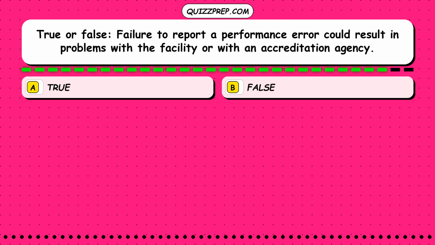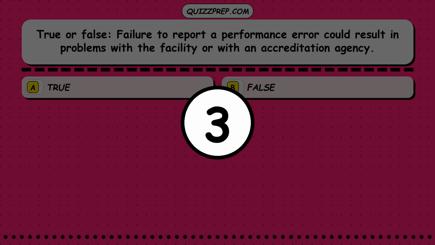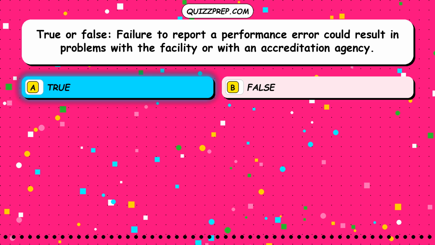Question 303. True or false? Failure to report a performance error could result in problems with the facility or with an accreditation agency. Option A, true. Option B, false. The correct answer is option A, true.